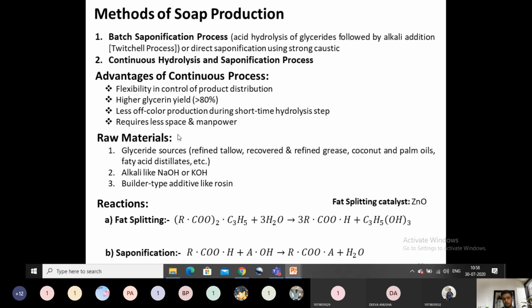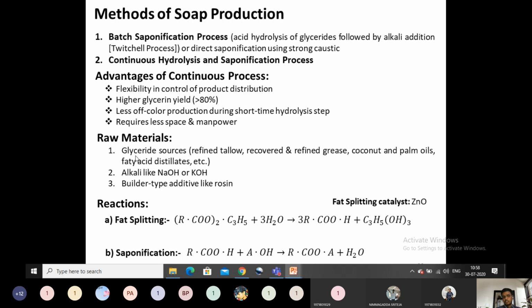In the batch process, for unloading and loading of every batch, we need some extra manpower and some extra space. Whereas in the continuous process, once we load, everything is continuous and the product comes out automatically, and the loading also happens automatically. We need less manpower, together with less space. So these are the advantages of the continuous process over the batch saponification process, or the Twitchell process.